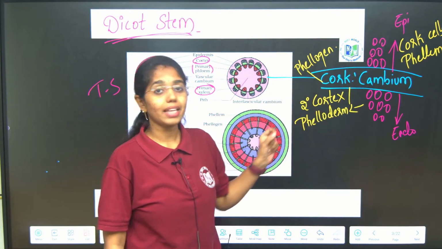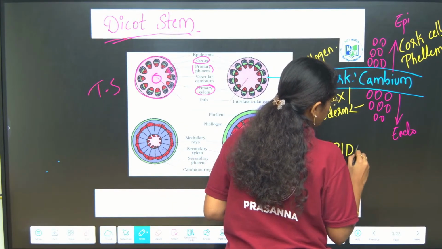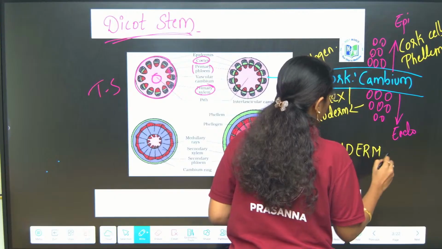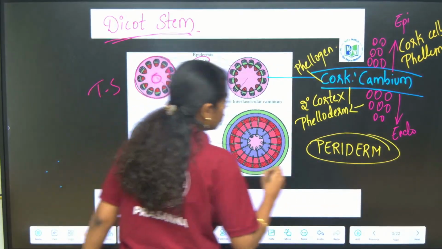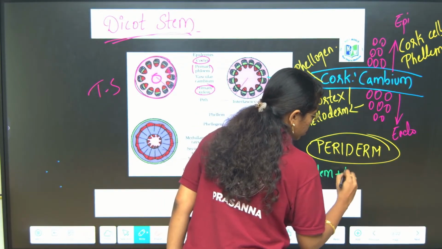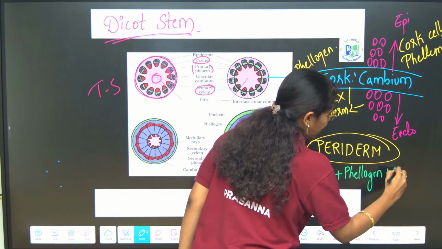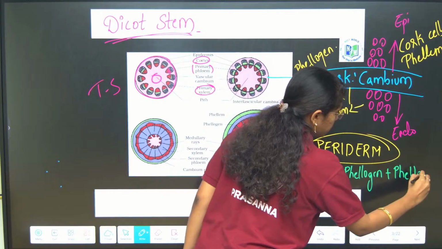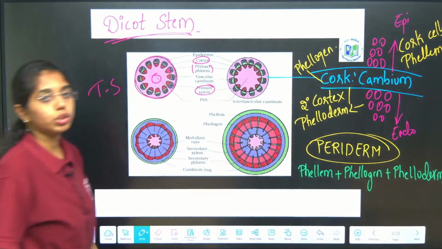Three layers together we call them as what? Periderm. Three layers put together they are known as what? Periderm. So, periderm includes what? Periderm includes phellem, phellogen and phelloderm. Okay, phellem, phellogen and phelloderm.